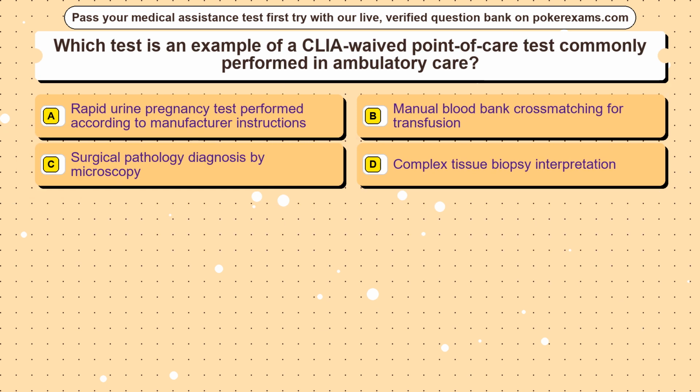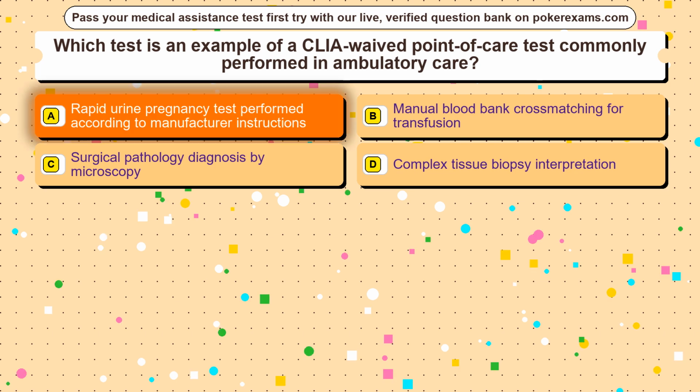Question 36. Which test is an example of a CLIA-waived point-of-care test commonly performed in ambulatory care? Option A. Rapid urine pregnancy test performed according to manufacturer instructions. Option B. Manual blood bank cross-matching for transfusion. Option C. Surgical pathology diagnosis by microscopy. Option D. Complex tissue biopsy interpretation. The correct answer is option A.